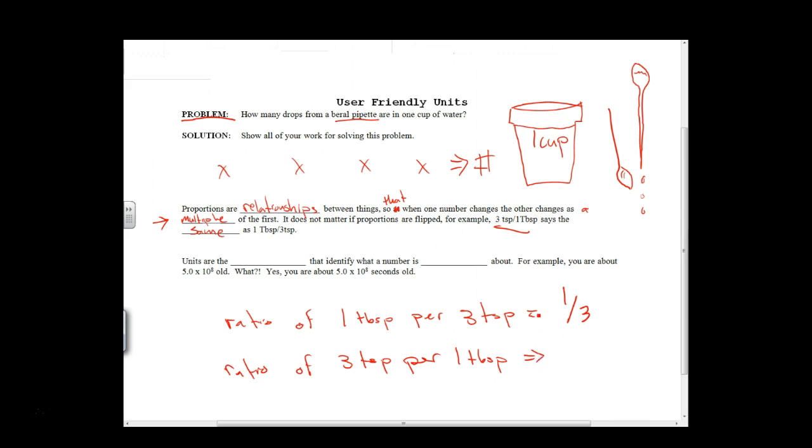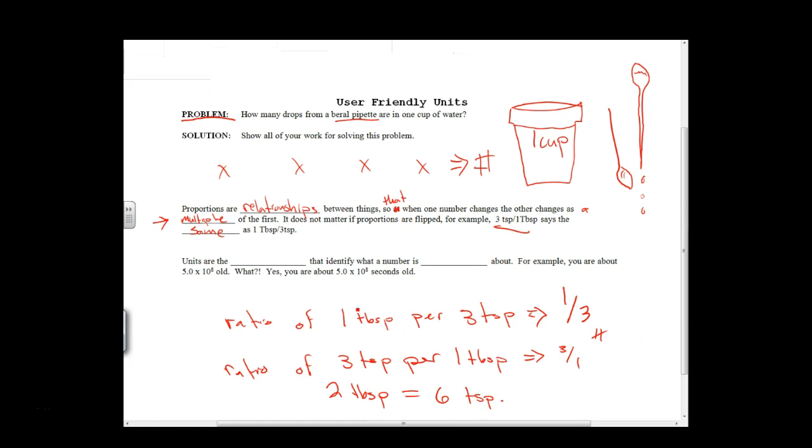We're simply looking at the proportions here. So the same ratio of 1 to 3 is the same as 3 to 1. Now, yes, I know mathematically that these do not equal each other, but we don't care. All we're stating is the relationship between the two. So if I have 2 tablespoons, then I would have 6 teaspoons, because it was a 1 to 3. So I need to multiply the 3 by a 2, because I multiplied the 1 by a 2.